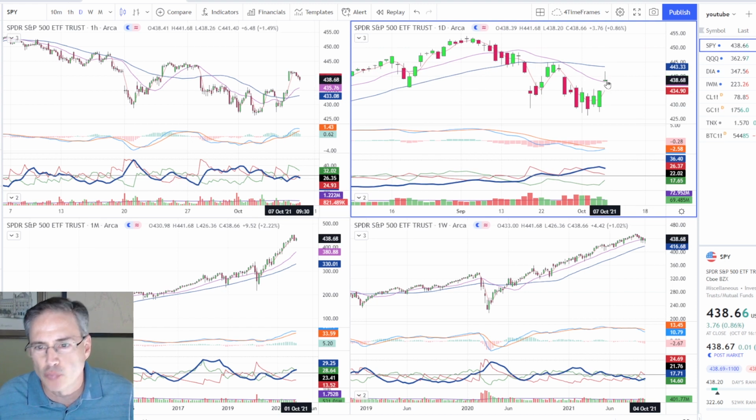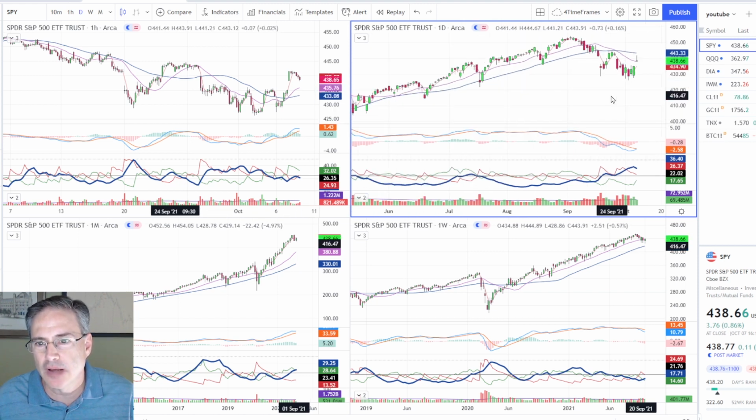If it has another follow through to the downside, kind of starts to fall back to the upside and works through this gap area, then I think we have a little bit more to worry about. Again, based on what I'm seeing down here, I'm not really expecting a big up move quite yet.